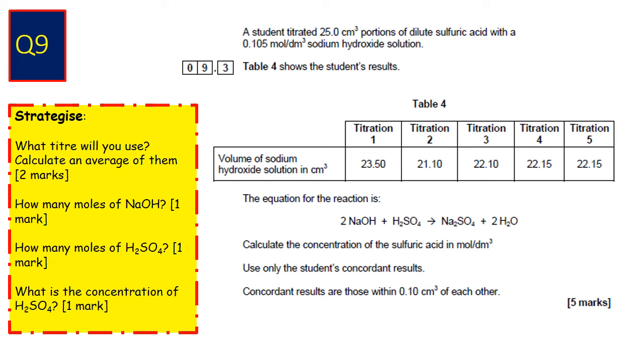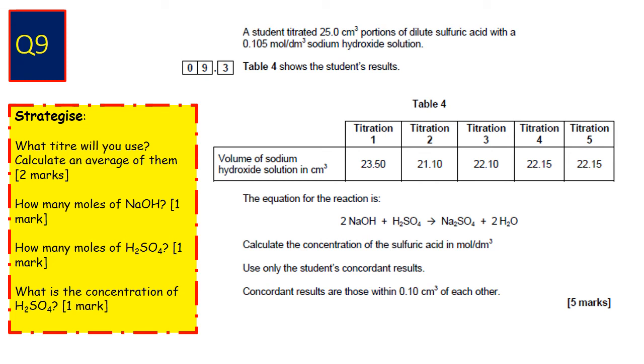The question wants you to calculate the concentration of sulfuric acid in moles per decimeter cube. Use only the student's concordant results. Concordant results are those within 0.1 centimeter cube of each other. There's some helpful clues there. So we're trying to get concentration. So the concentration equals moles divided by volume. So we need to know the moles of the sulfuric acid. We don't have that yet, but we can work it out.